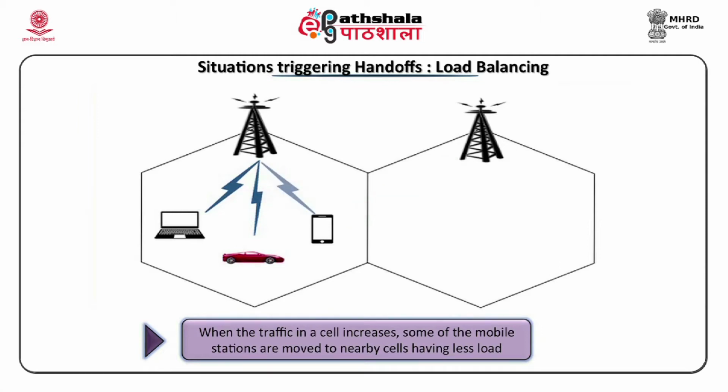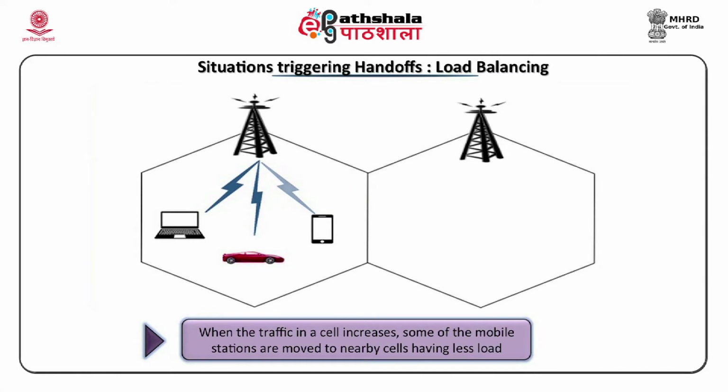So, if it is possible to move that particular mobile station to a nearby base station where the load is less, then this situation is also known as handover. Why? Because now the channel which has been allocated to the mobile station from that heavily loaded cell is released, and a new channel from the new base station or the new cell is allocated to the mobile station.